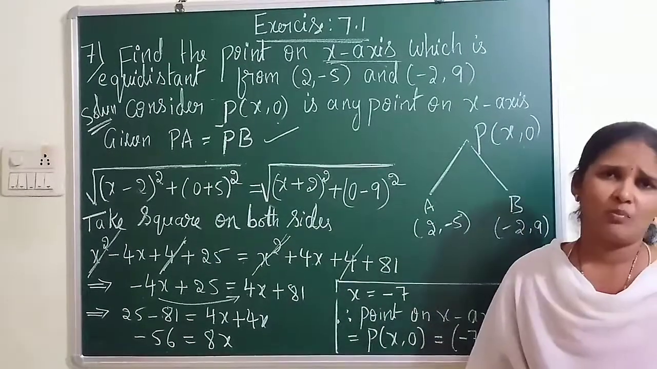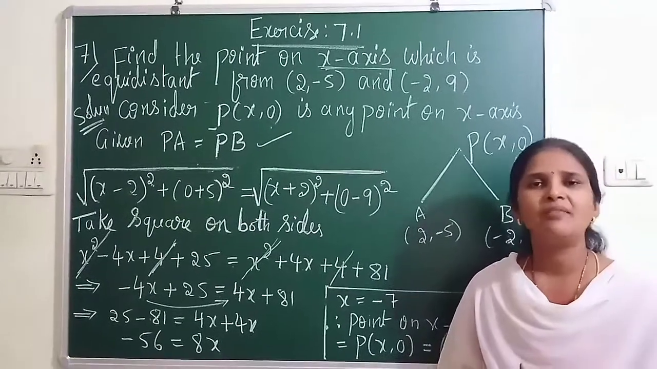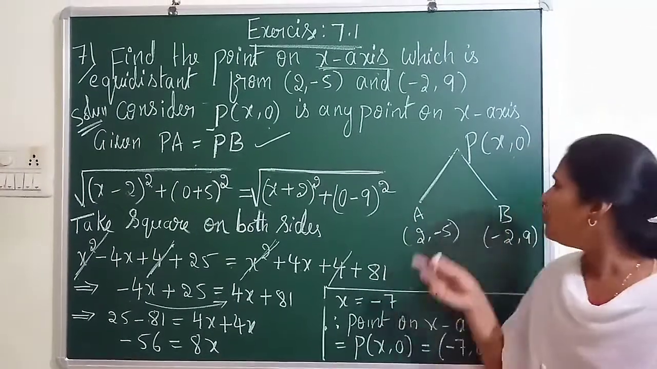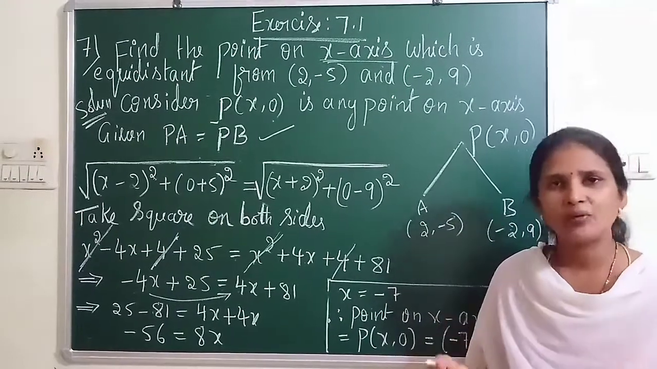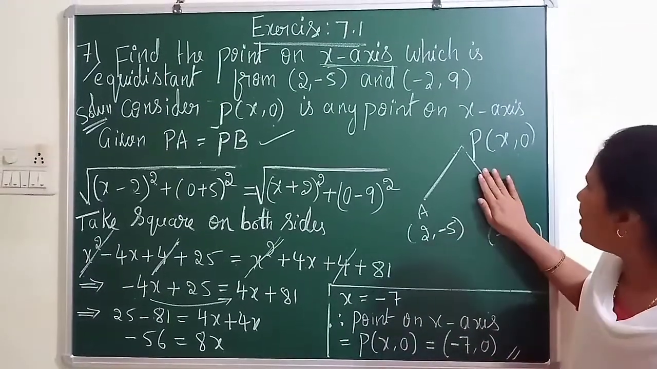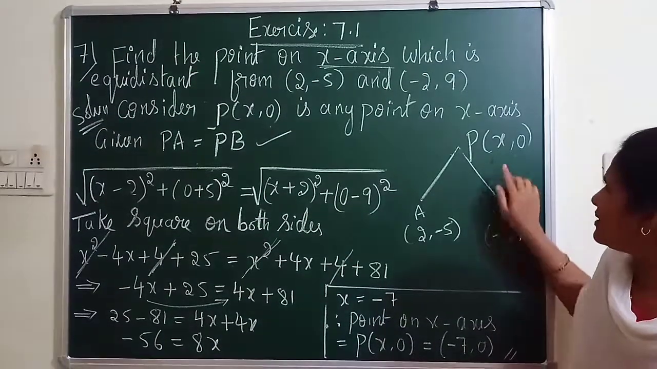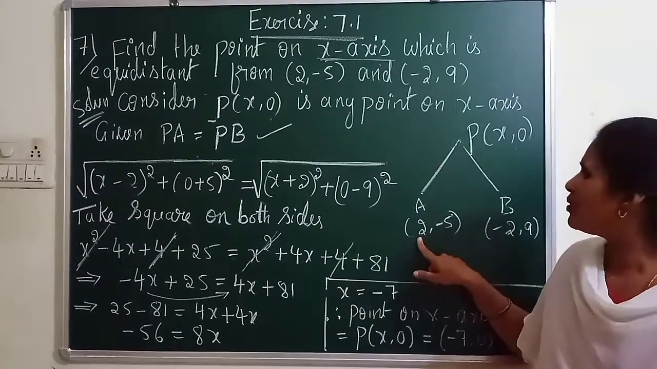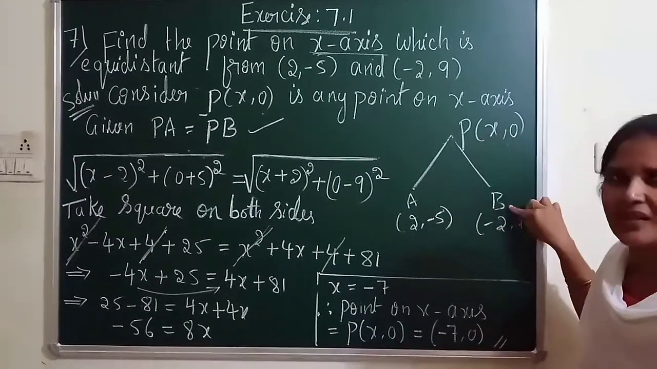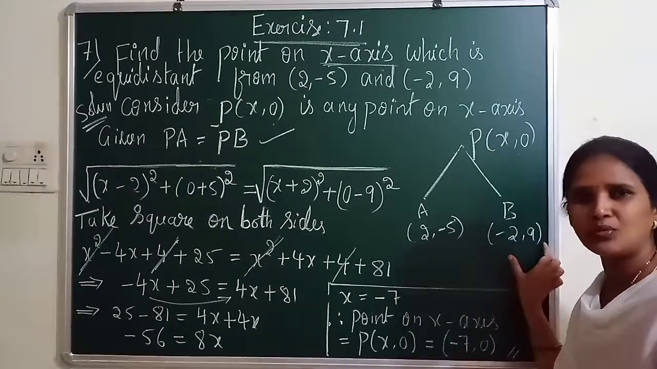Now what is the distance formula? Square root of (x1 minus x2) whole square plus (y1 minus y2) whole square. You may get confused: here I have 3 points, so which do I take as (x1, y1) and which as (x2, y2)? Whenever you find the PA distance, P becomes (x1, y1) and A becomes (x2, y2). When you want to find the PB distance, P becomes (x1, y1) and B becomes (x2, y2).